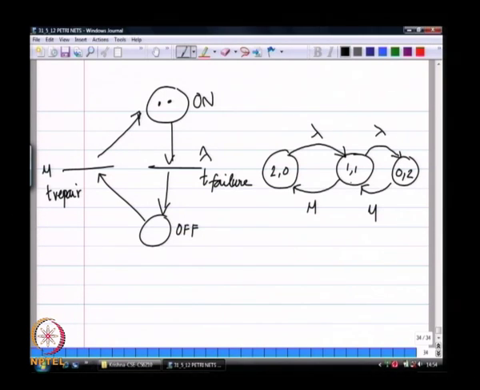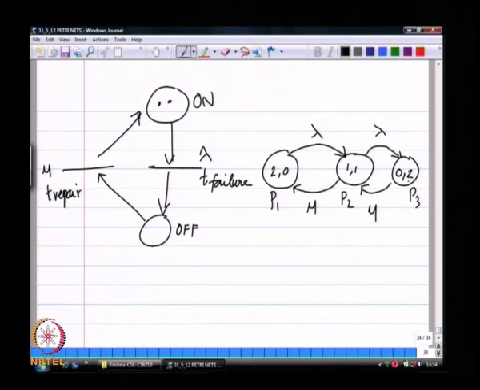In fact, even here we can try to solve for the corresponding transition probabilities. So how do we solve the transition probabilities? I want to find out the probability of being in the state, let us call these three states P1, P2, P3. So let P1 be the steady state probability of being in state 1, P2 of being in this state, and P3 the probability of being in that state. So can we write the corresponding balance equations? What will that be?